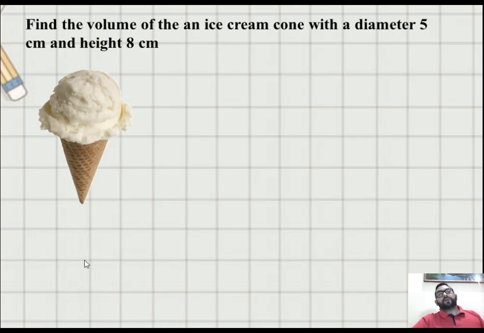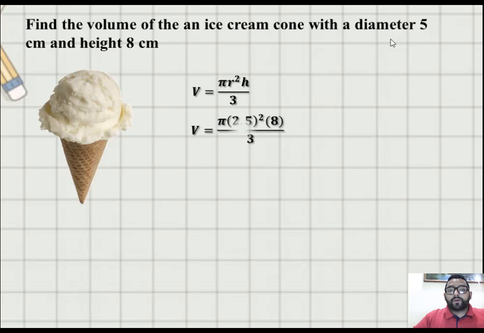Now the last example is about this ice cream cone. We have a diameter of 5 cm and a height of 8 cm. Remember, if you have the diameter, you need to divide by 2 because we need the radius in this case. So we are going to divide the diameter by 2, or let's say 5 divided by 2, which is 2.5 to the second power, times h, which is the altitude of this ice cream cone.